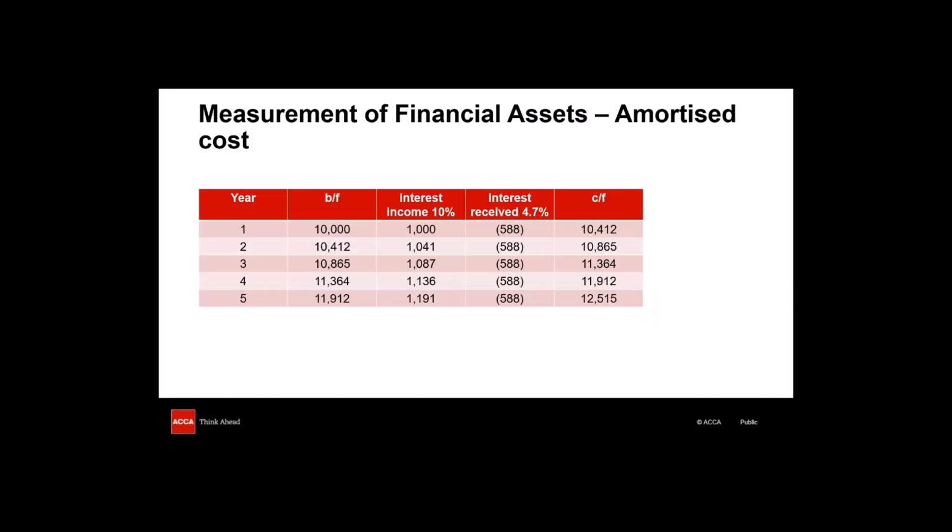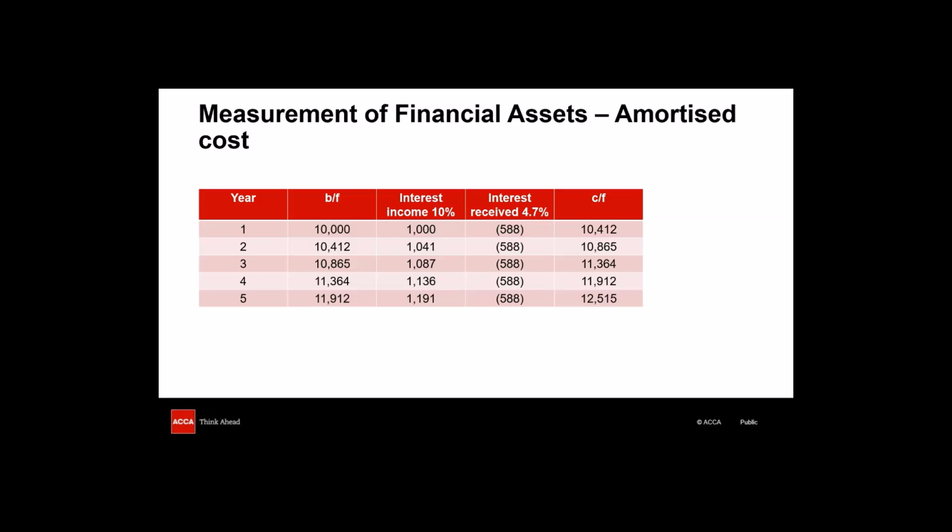Now let's make a full-fledged amortization schedule for the financial asset at hand. We start off with 10,000, which is the brought down balance. Remember, not the par value, but the actual value at which we have initially measured our asset, which is purchase consideration plus the transaction cost. On this, we recognize the interest income using the effective rate of interest multiplied by the brought forward balance. That is 1,000 over here.